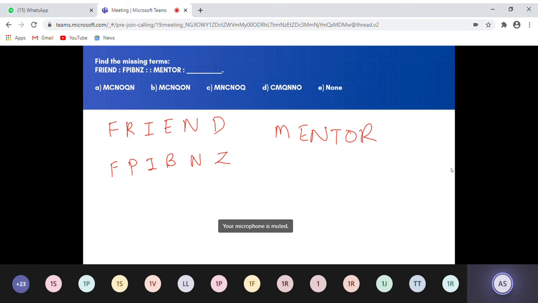Ayush says answer option B. Rajesh says B. Okay. Hemangi says B. Rida says B. Good. Kritika, Anmol, good.